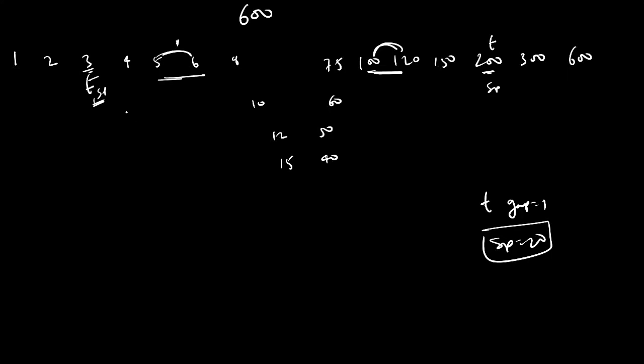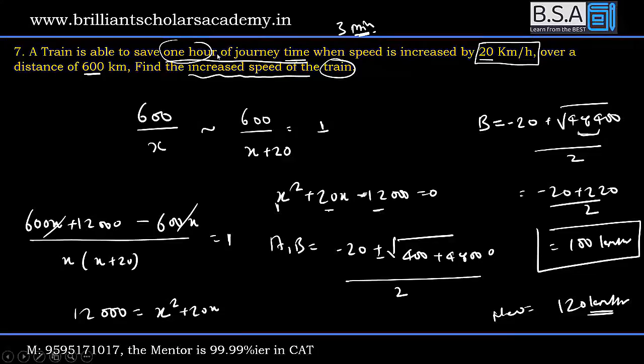So 5 hours, speed is 120. 6 hours, the speed is 100. 20 ka gap, that is speed ka gap. 1 hour ka gap, that is time ka gap. So for this kind of thought process to work, you need to think about factors.